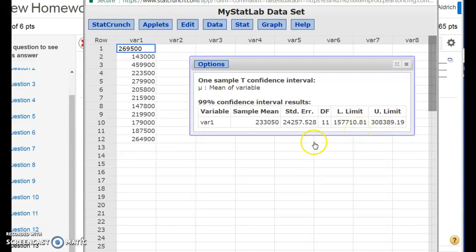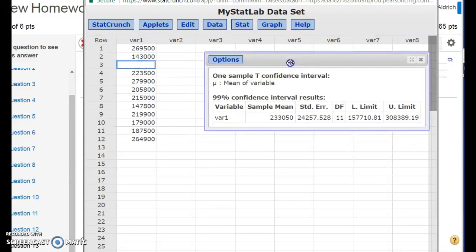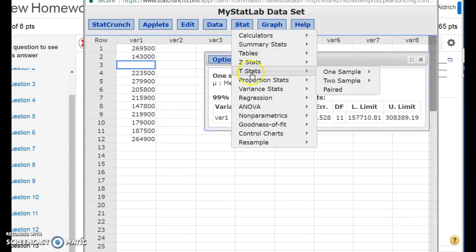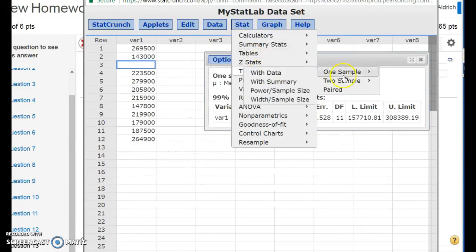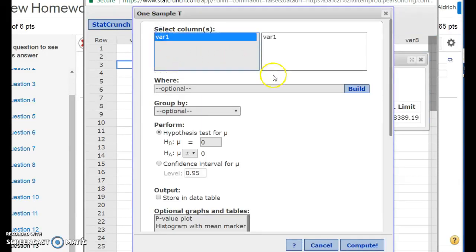Now, part B asks you to get rid of the outlier. So if you look at these homes, they're all in about the 100,000s to 200,000s range. This home is way above. This is an outlier. So if we delete that home, remove that weird home, that outlier home from our data, and recalculate, we will get some different results, because that home was throwing everything off, since it was way overpriced compared to the neighborhood. So now if we do T-stats, one sample with summary, oh, sorry, we don't have the summary. One sample with our data from variable one. Now we want our 99%.